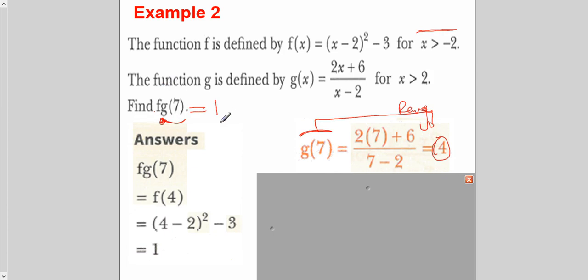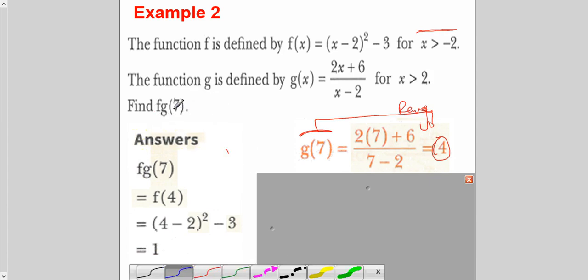Students usually do it here in the second case. Sorry, this one though I wrote. Let me erase it. Okay, so usually what happens is that first of all, they find out f of g of x, this function. After finding this function, they plug in 7 in it. The method is right, but it is a tedious and long method.